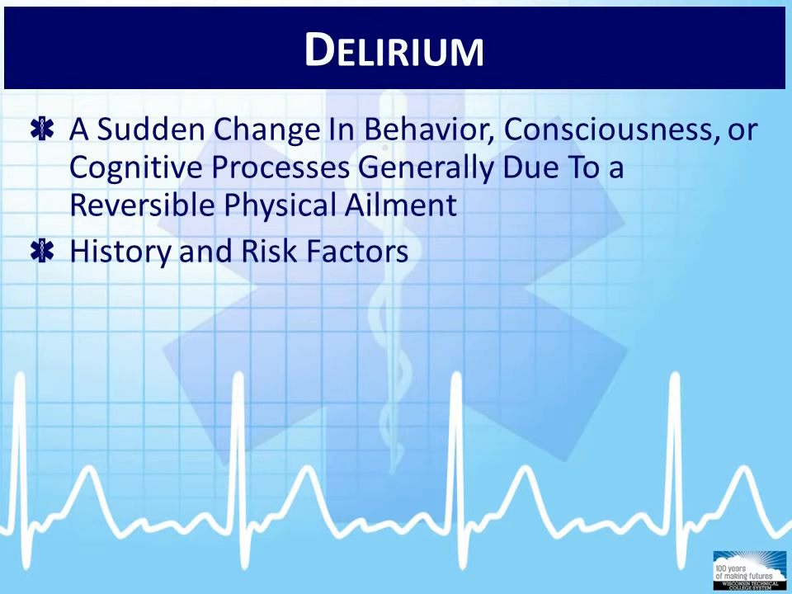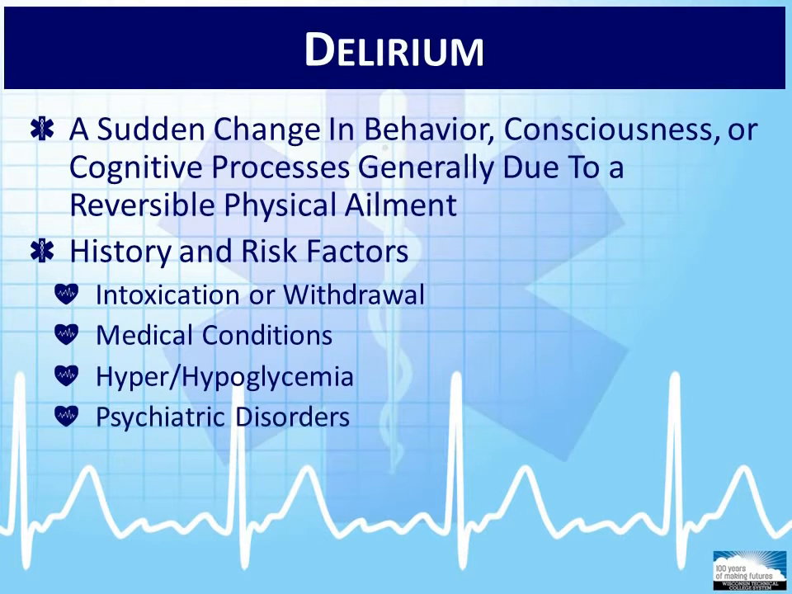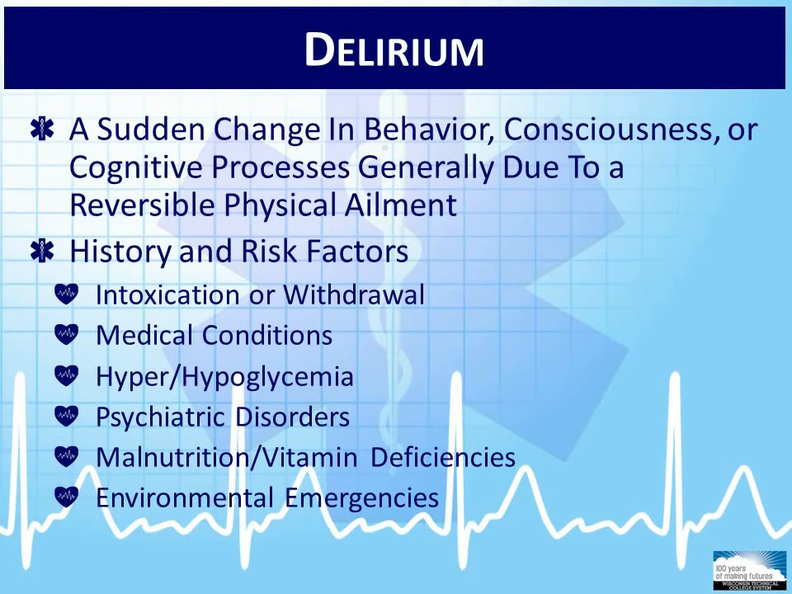History and risk factors that predispose a geriatric patient for developing delirium include intoxication or alcohol withdrawal, use of medications or illicit drugs, medical conditions such as urinary tract infections, bowel obstruction, dehydration, cardiovascular disease, or febrile episodes, hyper or hypoglycemia, psychiatric disorders including depression, malnutrition and vitamin deficiencies, and environmental emergencies.